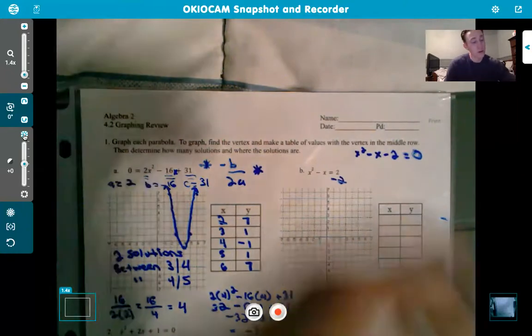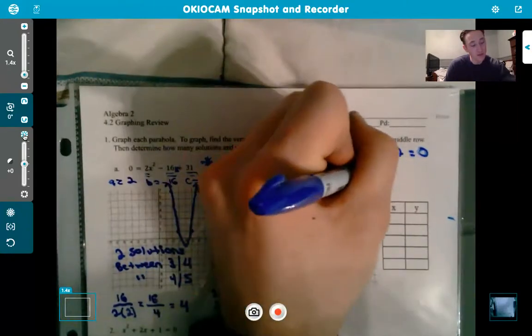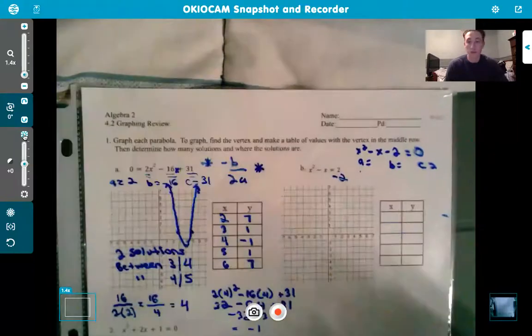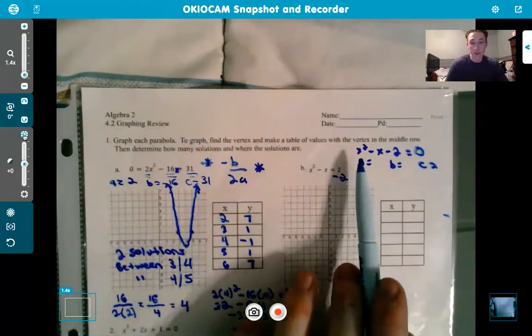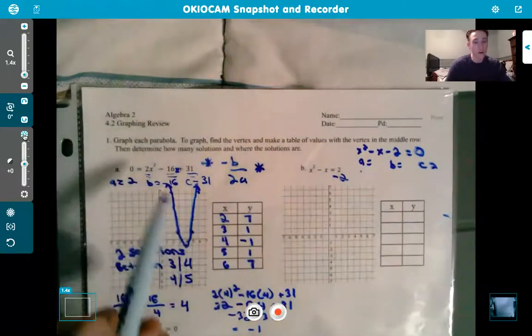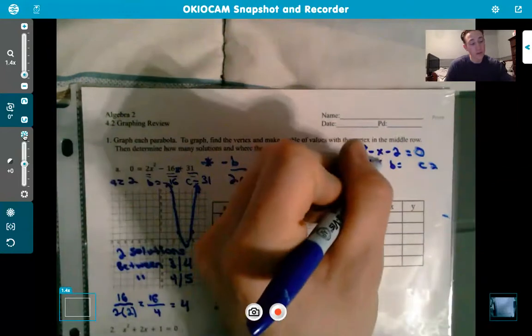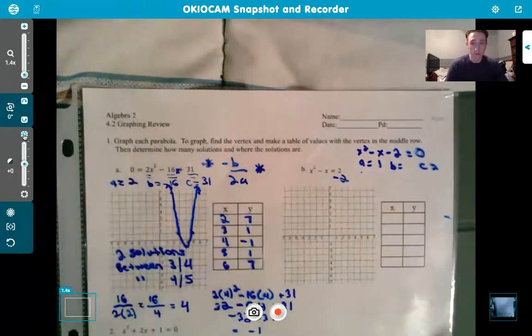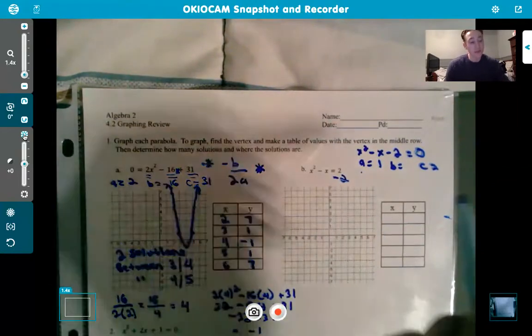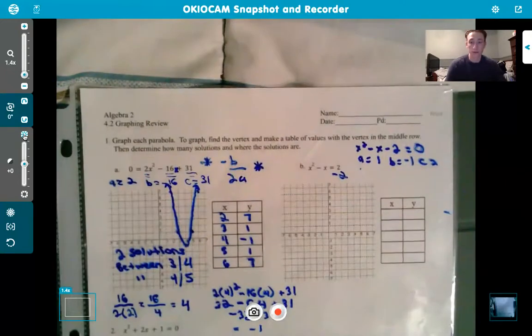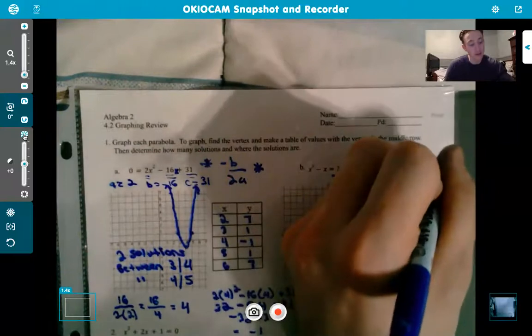Just as before, I'll list my a, b, and c. My a value is in front of the x squared. There's no number there compared to what I had in part A, but we know that that's just a 1, right? That's in place of a 1. B, I have a -1. C, I have a -2.